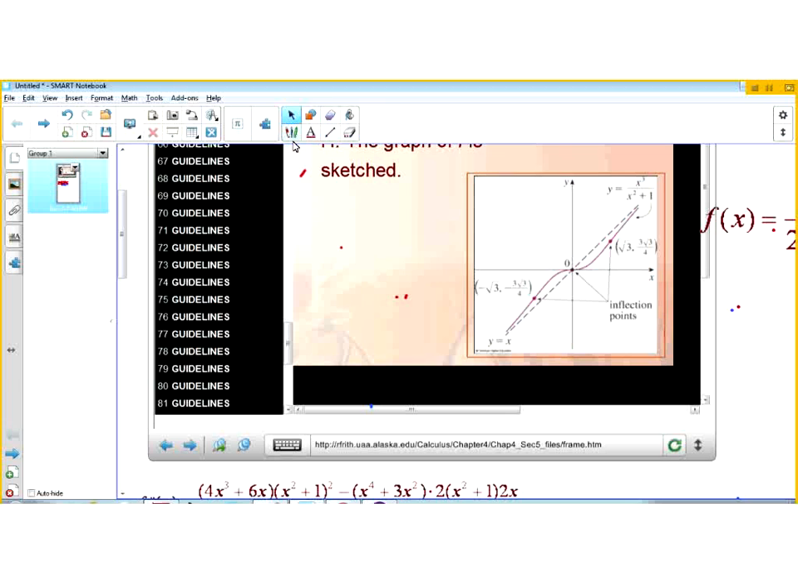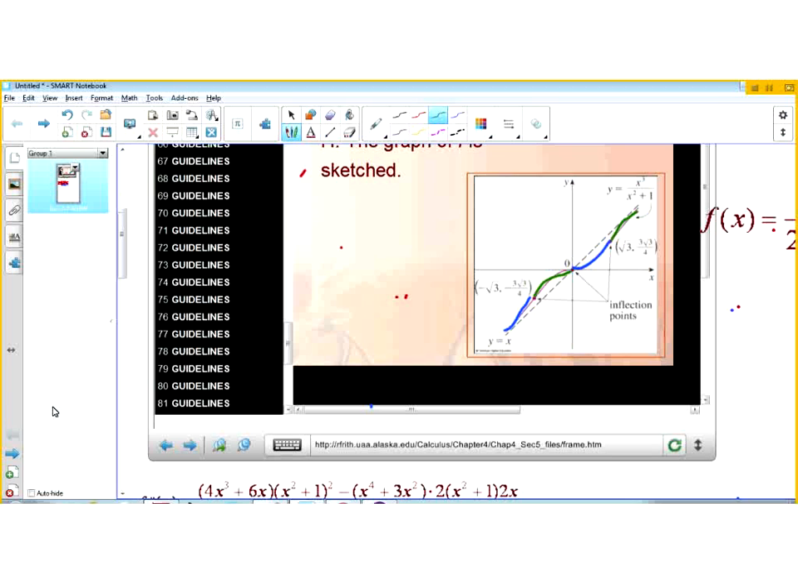So I'll accentuate in blue where it's concave up. Concave up. Concave up. And I'll accentuate in green where it's concave down. Concave down. Concave down. Like so. Okay, so the inflection points determine the shape, the waviness of the graph. All right, so that's it for graphing.